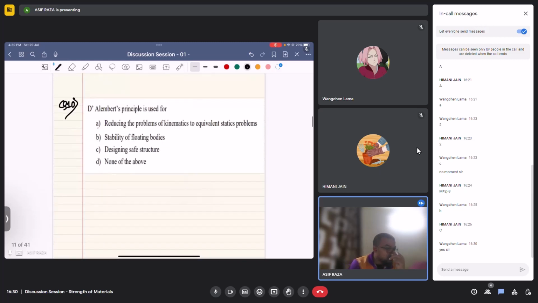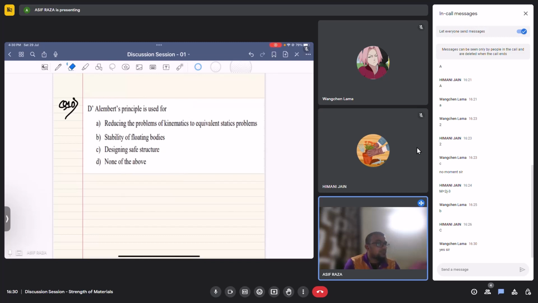Now next question. D'Alembert's principle. D'Alembert's principle is used for, options are: A, reducing the problem of kinematics to equivalent statics problem. Option B is stability of floating bodies. Option C is designing safe structure, and option D is none of the above. So what do you think? What's the answer?